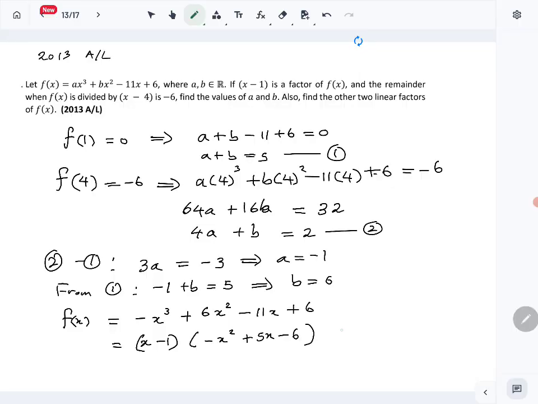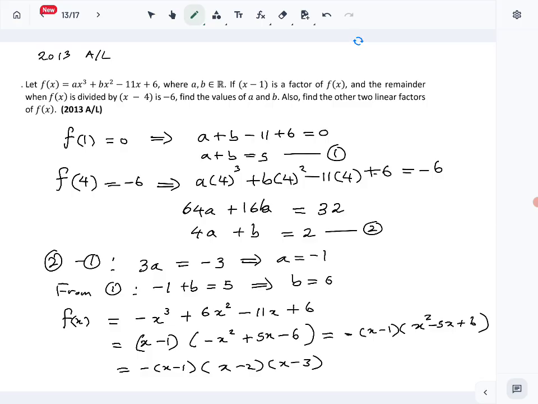Then we are done. So then let's find the other two linear factors. Take a minus out, so minus x minus 1. You have x squared minus 5x plus 6. So factor the quadratic, you will get what? x minus 2, x minus 3. So those are the three linear factors of this cubic polynomial.